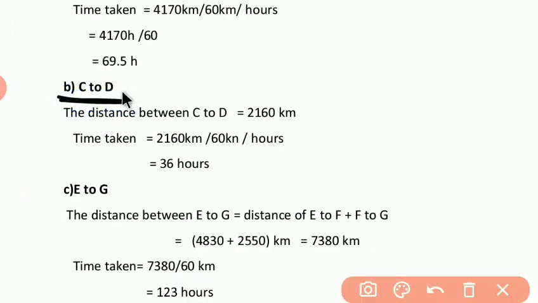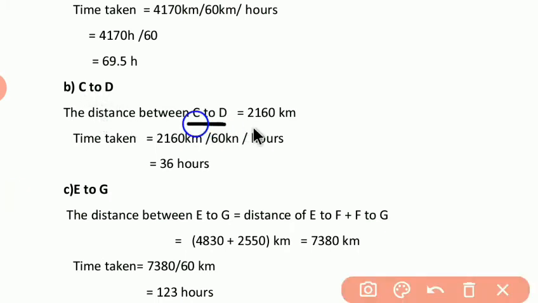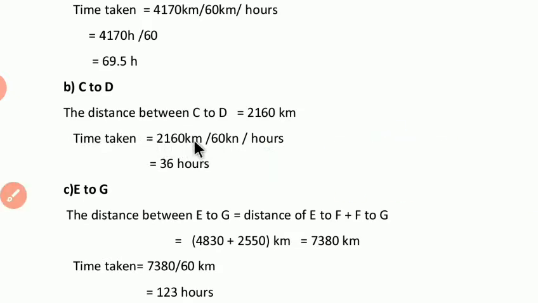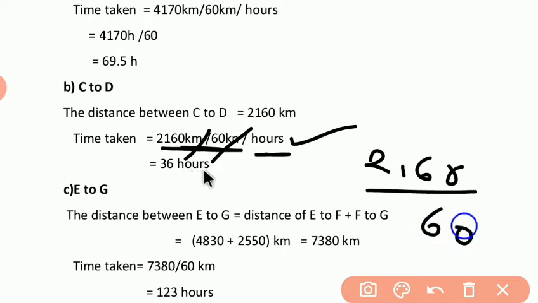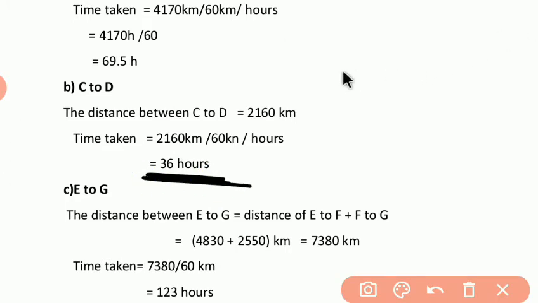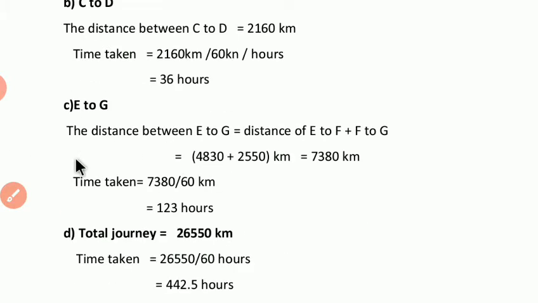Now second one. Now we have to find the time taken by the bus to cover the distance from C to D. First we will see the distance. The distance between C to D is 2160 km. Here also the same speed, 60 km per hour. So time taken is equal to distance upon speed. Distance is 2160 km and speed is 60 km per hour. Same here, kilometer is cancelled by kilometer. If we divide 2160 by 60, we will get 36 hours. It means the bus takes 36 hours to cover a distance of 2160 km with a speed of 60 km per hour.